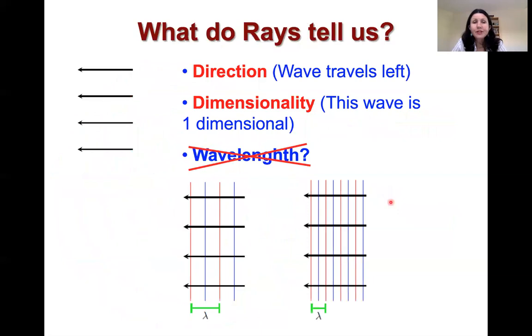But one piece of information that you do lose going from the wavefront picture, which are the parallel lines, to the arrows, the rays, is that you no longer have any information about wavelength. So here, just to prove that point, are two different wavefronts represented with different wavelengths. The wavelength here is longer than here, but the rays look identical because the rays just tell you that the direction of travel is perpendicular.